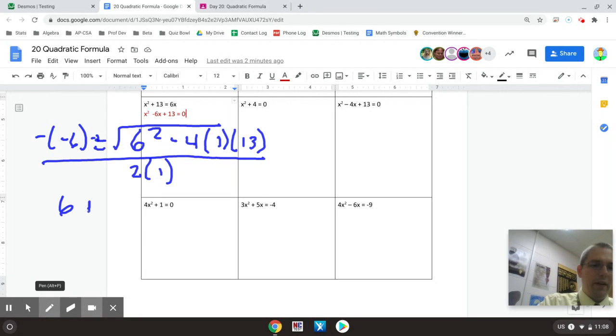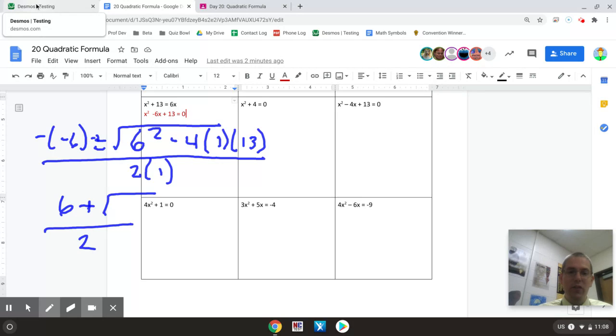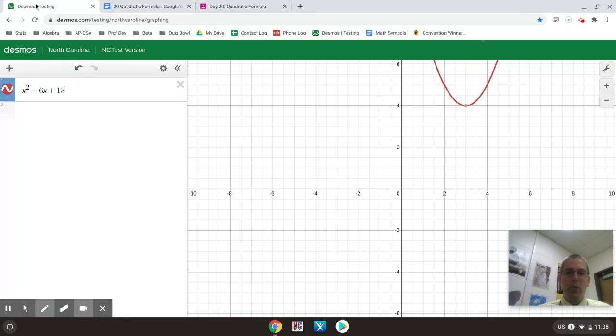Plus or minus, I need to simplify what's in that side of the square root, and I'm going to go ahead and say 2 times 1 is 2. But we need to simplify what's inside the square root. Once again, do not type the square root in, just what's inside of it. So 6 squared minus 4 times 1 times 13. And I can see what my problem is. I actually have a negative 16.